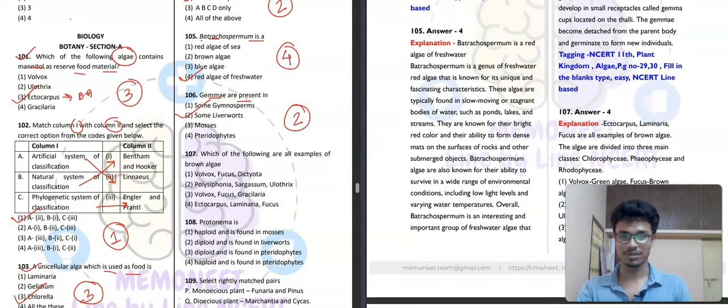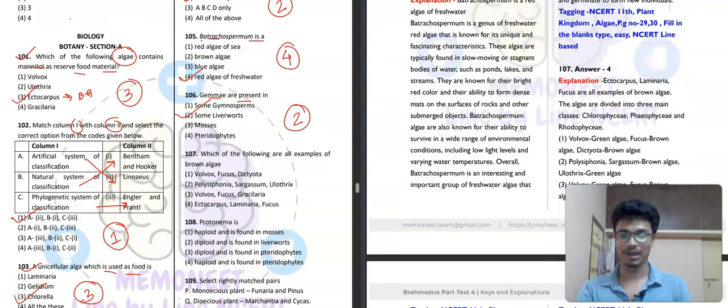Question number 107. Which of the following are examples of brown algae? Volvox, Fucus or Dictyota? You can see that Volvox is not a brown algae. Fucus is a brown algae and Dictyota is also a brown algae.